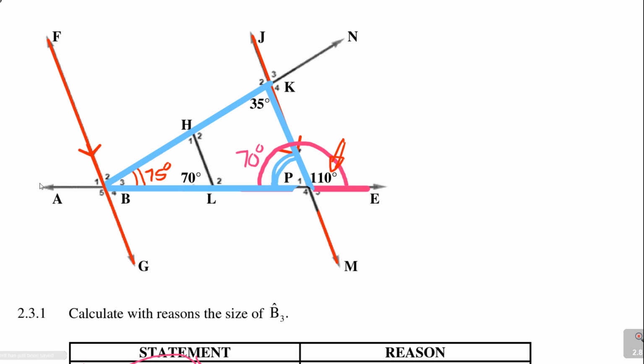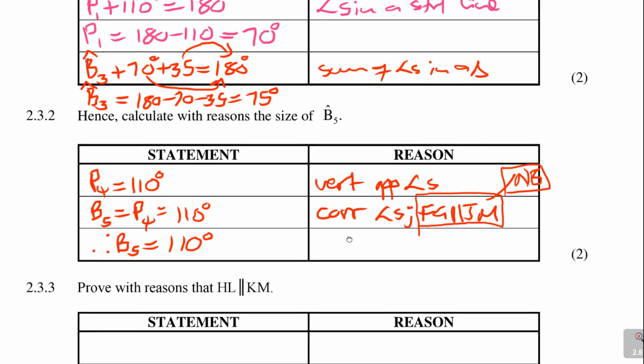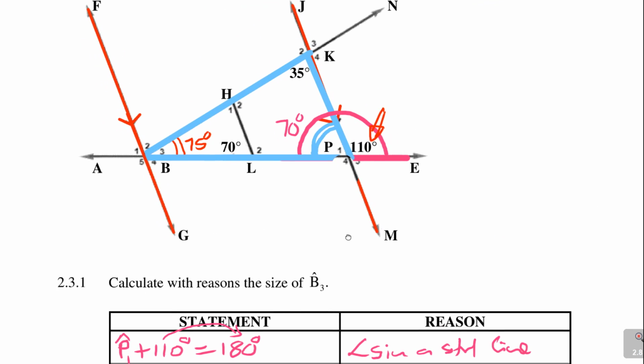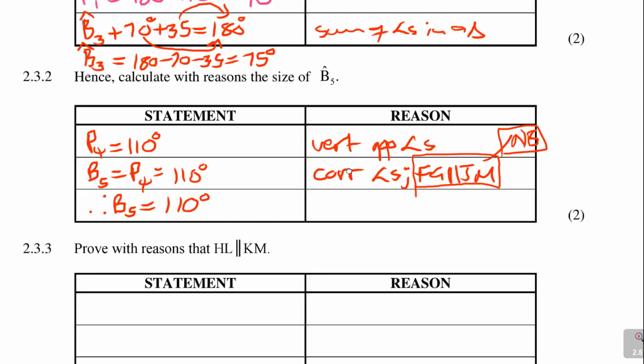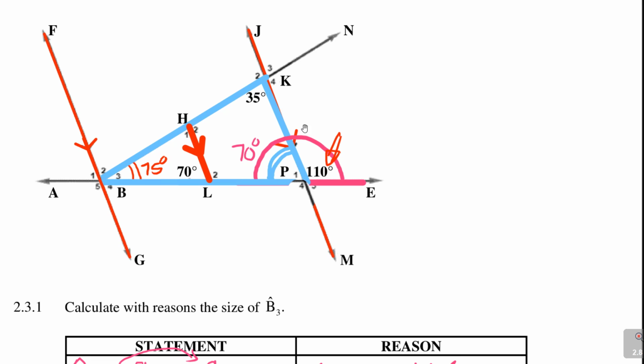Look at this. They are saying we need to prove with reasons that what? HL. This one here. Let's mark it, let's make it thicker. HL. There it is. They are saying prove with reasons that HL is also parallel to what? To KM. There is KM. They're saying these two lines are parallel. Let's prove with reasons that these two lines are parallel.